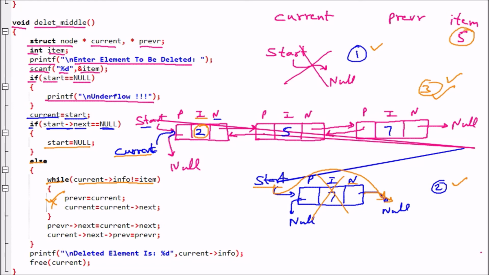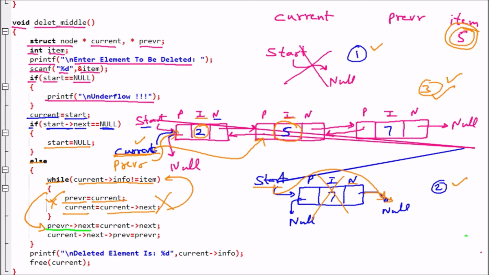Now in that case, previous is equal to current. So here we are mentioning the previous: previous is equal to current because current is pointing here. Current is equal to current next. So now current has moved to the next position. Again, it will go back and check: is current info equal to item? So this 5 is equal to item. Yes, this is equal to item. So this loop is now not running. It will come down. Now here we are going to modify the pointers.